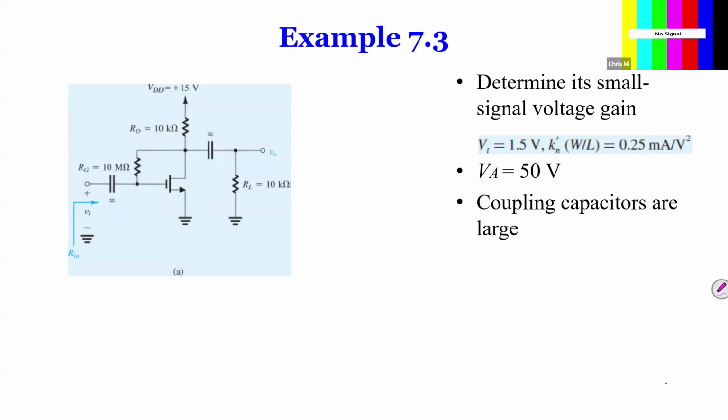So we're going to draw the small signal equivalent circuit over here. Like you guys see, this is step one. And step two, I'm going to draw the equivalent circuit. Now, VA is given, which means you have to include that RO. So this is your equivalent circuit.